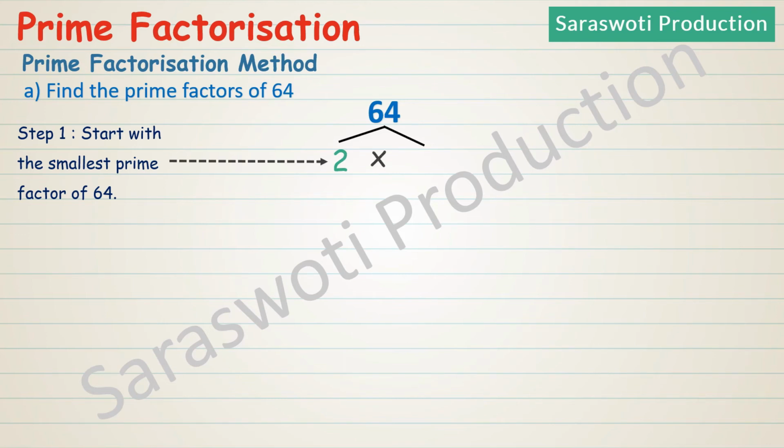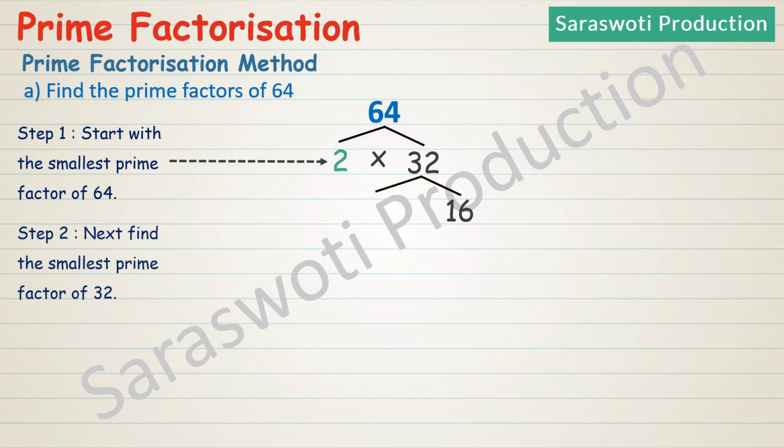So 2 into 32 is equal to 64. Again, branch down. So let's see how you do this now. Step number 2: next, find the smallest prime factor of 32, and that is 2 again. Yes, we're going to do that: 2 into 16.